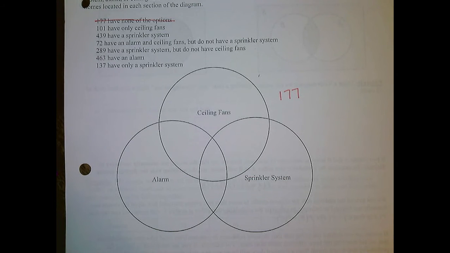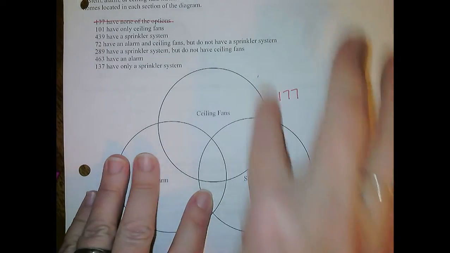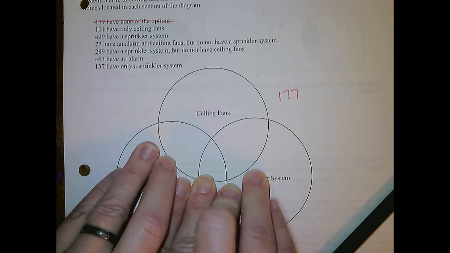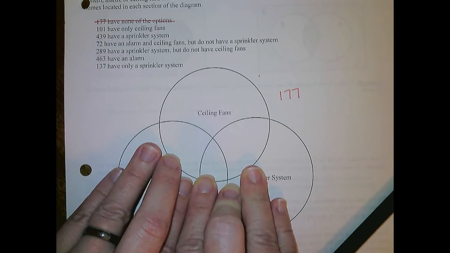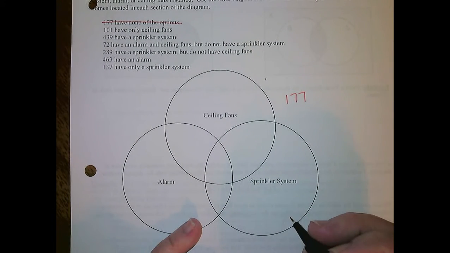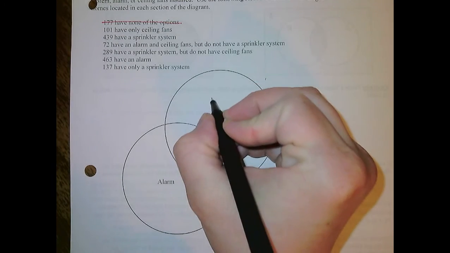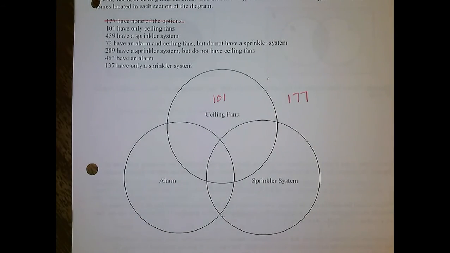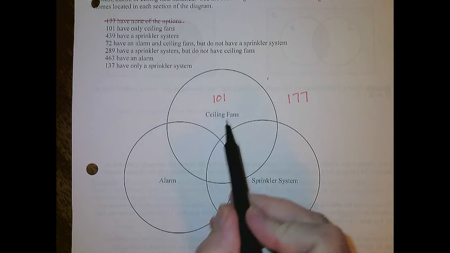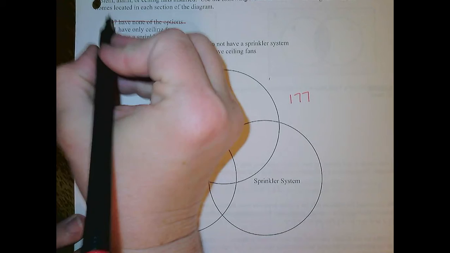The next piece of information they tell us is that 101 of the homes have only a ceiling fan. So if we look at our Venn diagram, this circle represents homes that have ceiling fans, and the region that only has ceiling fans, in other words, the region that's not overlapping with the alarms or sprinkler systems, would have 101 homes fall in that region. So I'm going to write 101 right here in this region that represents those that have ceiling fans, but exclude those that have alarms and those that have sprinkler systems.